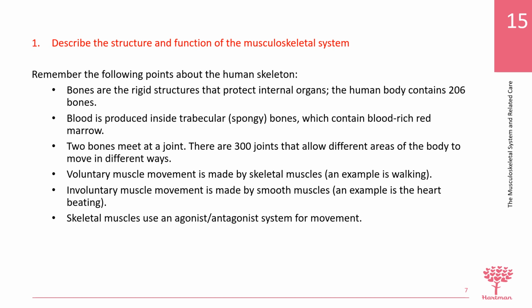Voluntary muscle movement is made by skeletal muscles. So, for example, when you are walking. Involuntary muscle movement is made by smooth muscle. So, for example, when your heart is beating, that is involuntary. And then skeletal muscles use an agonist or an antagonist system for movement.